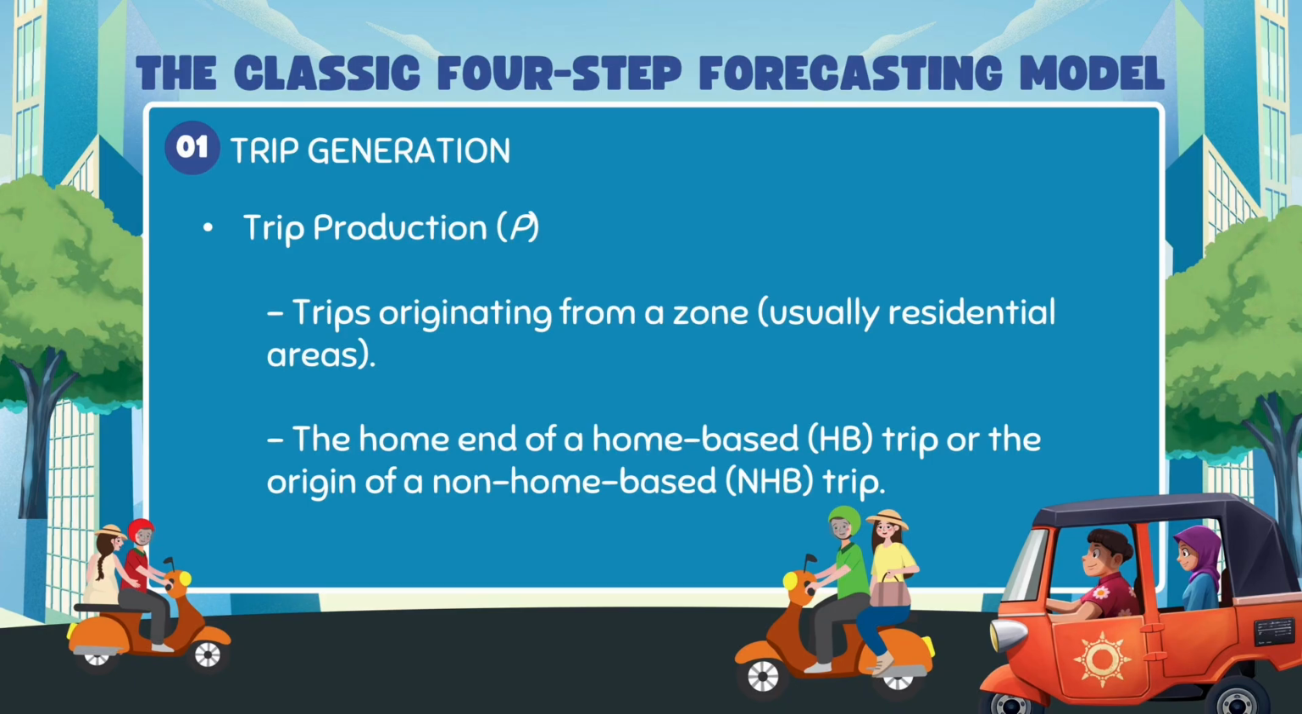Trip production or P: trips originating from a zone, usually residential areas. The home end of a home-based or HB trip, or the origin of a non-home-based or NHB trip. So it is the process of estimating how many trips are generated by people leaving a location, like from home to go to work, school, shopping, or activities. So it refers to the number of trips that originate from a specific area, which is usually a residential zone.